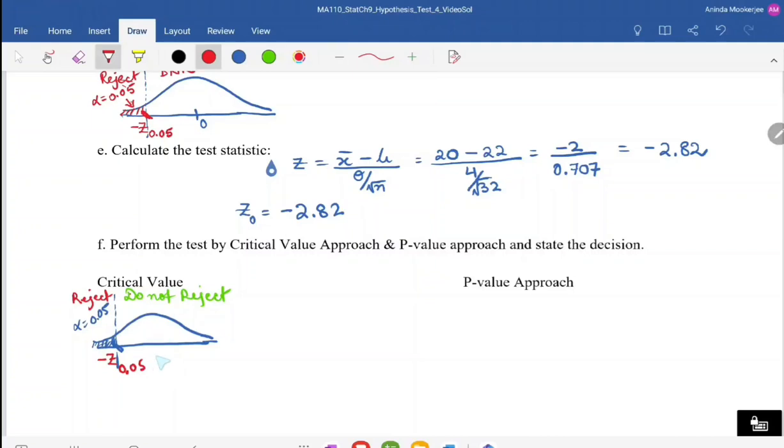Now, we have to look up our table. Of course, you can use your calculators, but you can also look up your table if you do not have a graphing calculator. You will need a graphing calculator to work on this because they come with the statistical package. But graphing calculators are not mandatory for this course, so you will be provided a table with all your tests.